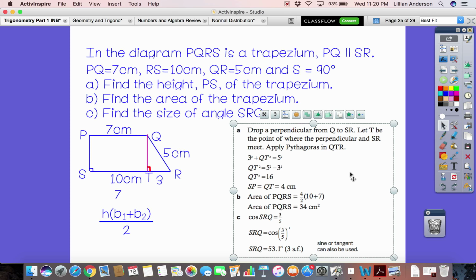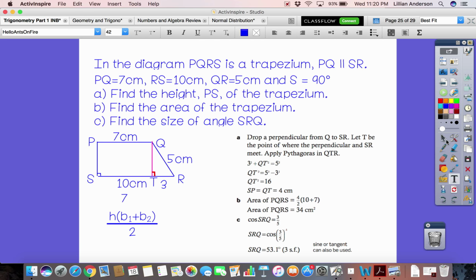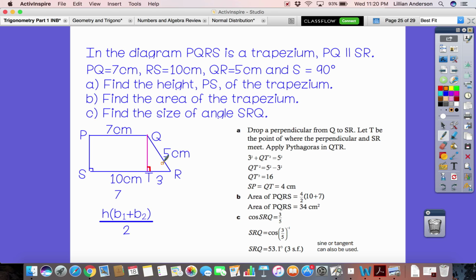And then for the last one, which is to find the angle SRQ, we're looking for this angle right in here. Okay, so this is going to be our theta. And since we know that TR is 3 and QR is 5, we can use cosine because this is our adjacent side and this is our hypotenuse. So we use cosine of SRQ is equal to 3 over 5. Take the inverse. And this really should be right here beside the cosine. And then to 3 significant figures, it will be 53.1 degrees.